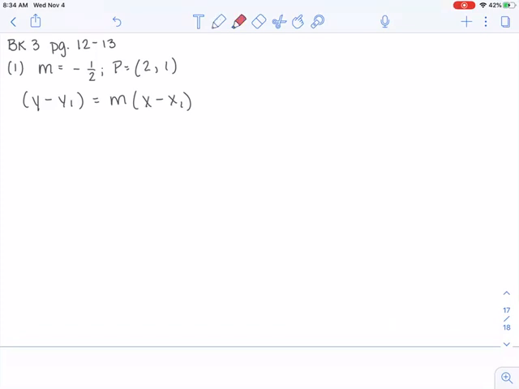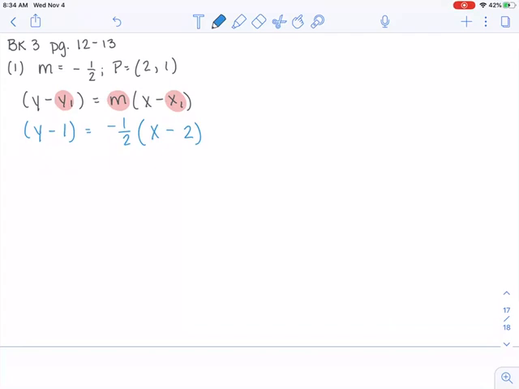So of course we know that we have our formula here. y minus y1 is equal to m times x minus x1. And we have to plug in y1, our slope, and our x point. So of course we fill this in again. So now I have y minus 1 is equal to, the slope is negative 1/2 times x minus 2.